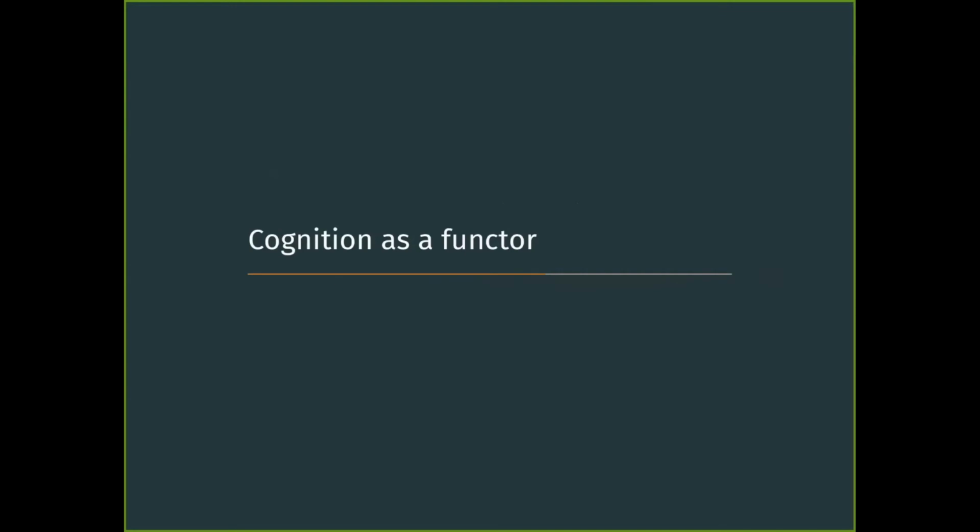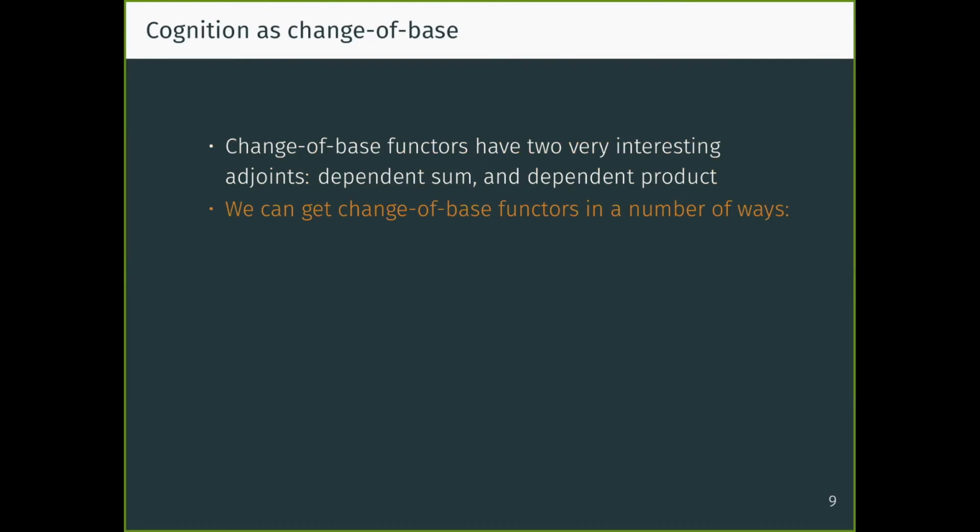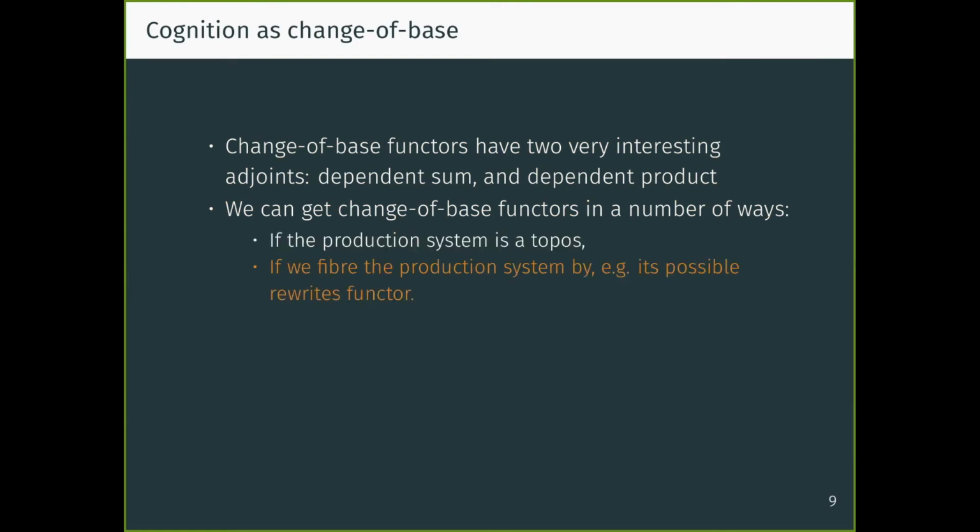If we follow this cognition-is-a-functor line of thought, what can that bring us? Let's look at change of base functors. These are functors which change the object you slice over in a slice category. They also have two very interesting adjoint functors, the dependent sum type and the dependent product type. We can get base change functors in a number of ways, as they are essentially what characterize locally Cartesian closed categories. If our category is a topos, or more generally, if it's fibered somehow.